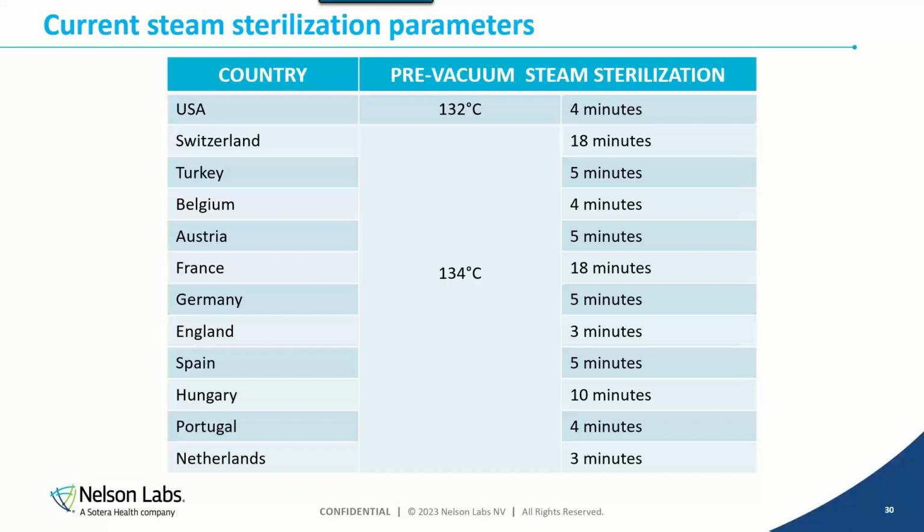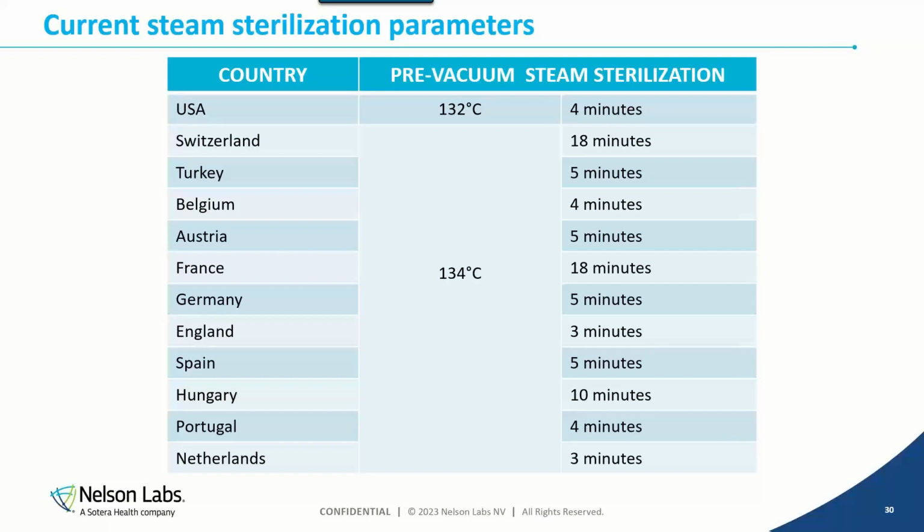Europe also mainly has 134 degrees Celsius. You do have certain countries such as the UK that go a little bit higher, but mainly it's 134. And then you see different times. So you have anything between 3 and 18 minutes of steam sterilization. So here again, it really depends on what your target markets are as to how to include or which parameters to include in your IFU.